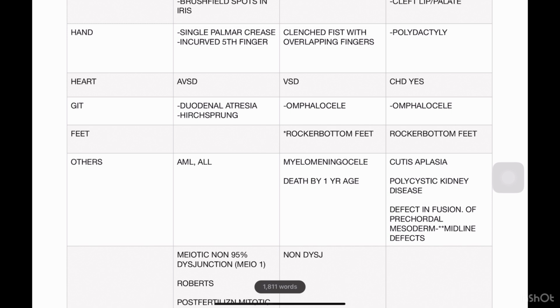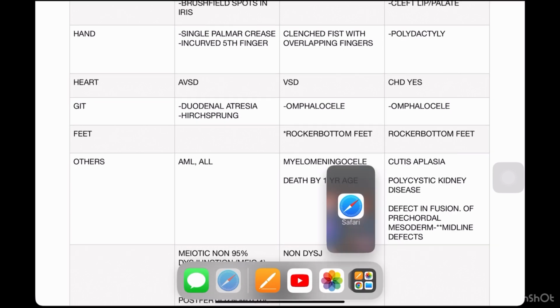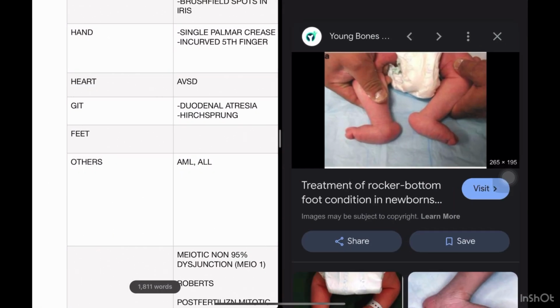And the feet of the baby in both Edwards and Patau can show rocker bottom feet. I'll just show you a quick picture of rocker bottom feet. So this is how they look.